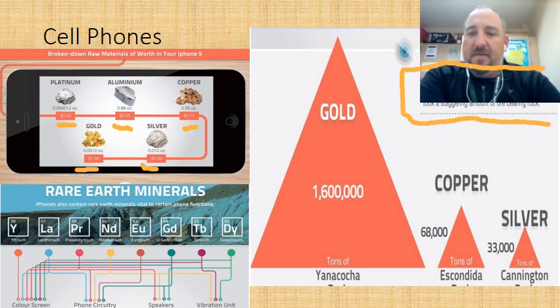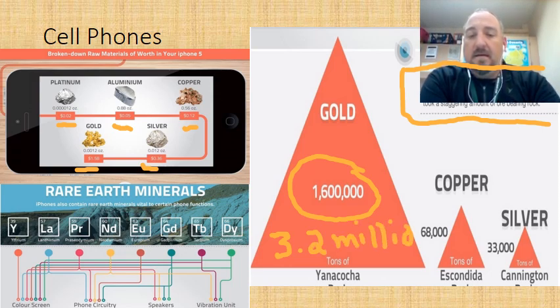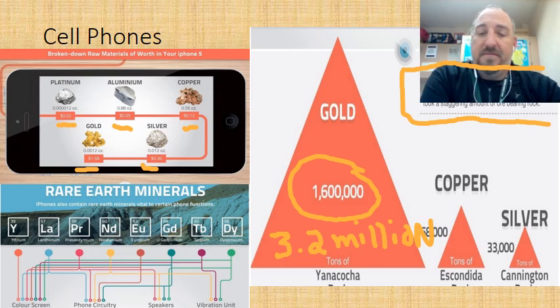Producing the metal for those phones took a staggering amount of ore-bearing rock. So we see for those 45 million phones, it took 1.6 million tons. 1.6 million tons. Okay. So when we convert that, that's 3.2 million pounds. 3.2 million pounds.